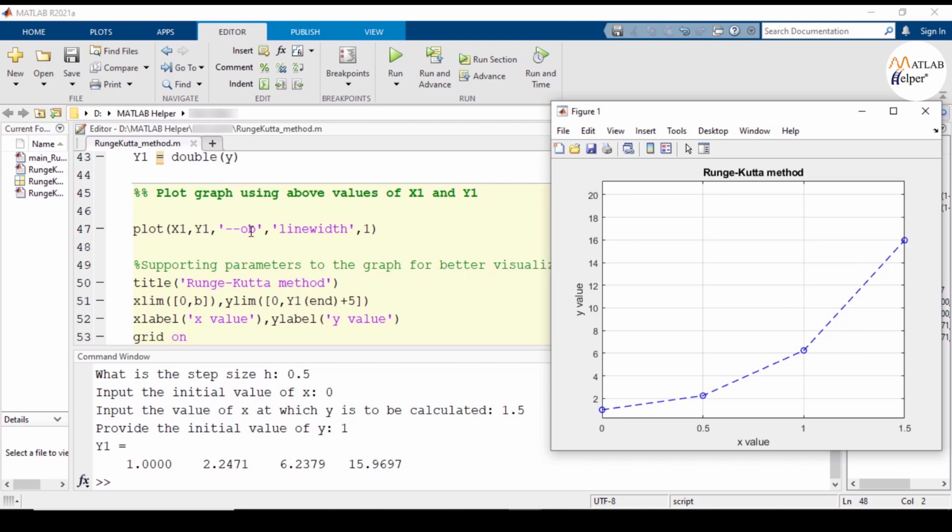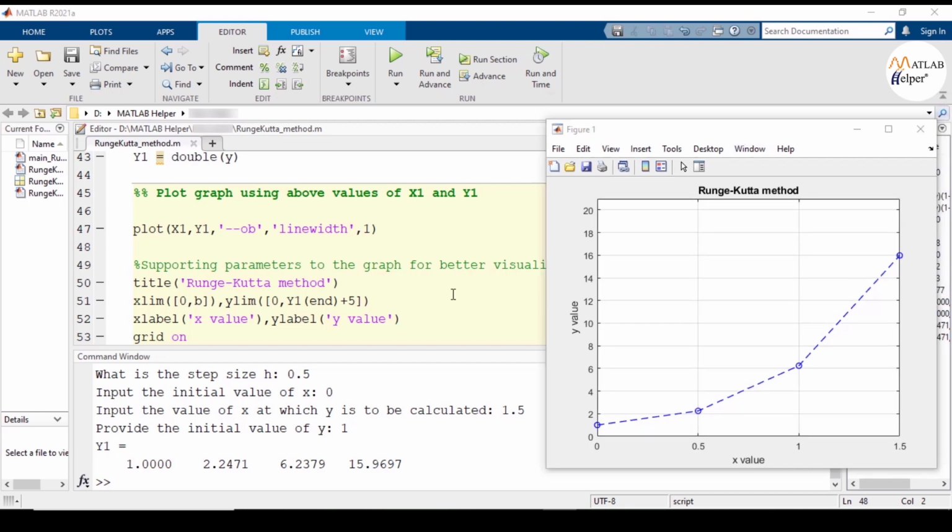The b here stands for the color blue. You can see the color of the line here as blue. The line width command provides the thickness of the line that is plotted on the graph. If you increase this up to 2, 3, the thickness of this line will increase. So here we have covered the MATLAB program for solving an ordinary differential equation using the Runge-Kutta method.